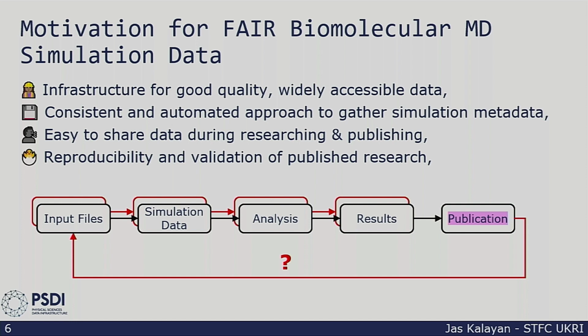And we need to make sure that we can reproduce and validate the published data. So you might have amazing results in a publication producing some fantastic science, but it's often very difficult to go from that publication to reproduce exactly what they've done and get the same results as them, because people don't usually provide the input files. It's usually just a bit of text saying this is what I've done, but it's just not enough to go through the whole steps again of input files, simulation data, analysis, and then see if I get the same results as that publication.